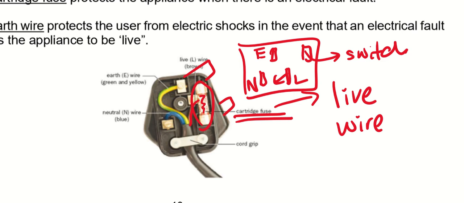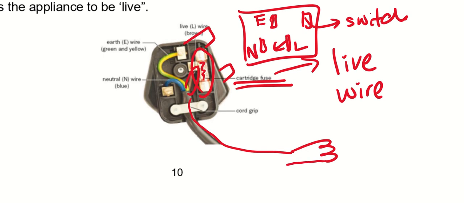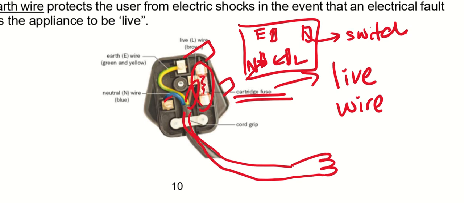Let me do it again. It will flow through the brown wire and go into the appliance. Let's say it's a heater. And then this current will flow back through the blue wire, back into the neutral hole of the socket. So the current will actually be flowing in the live and coming back in the neutral.